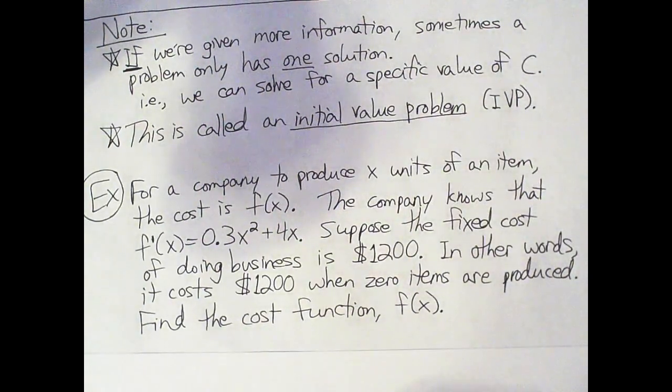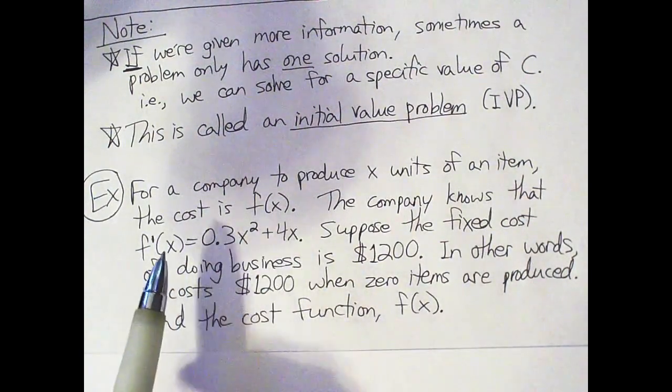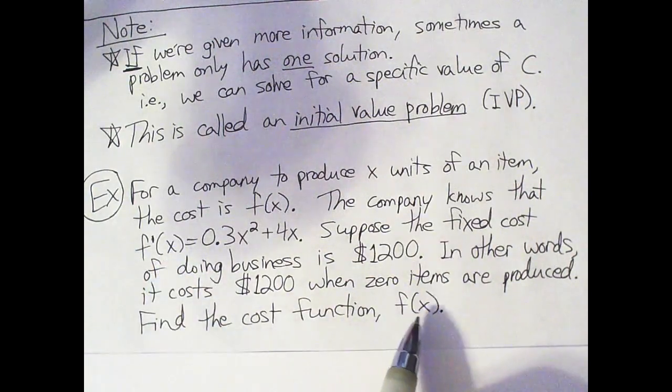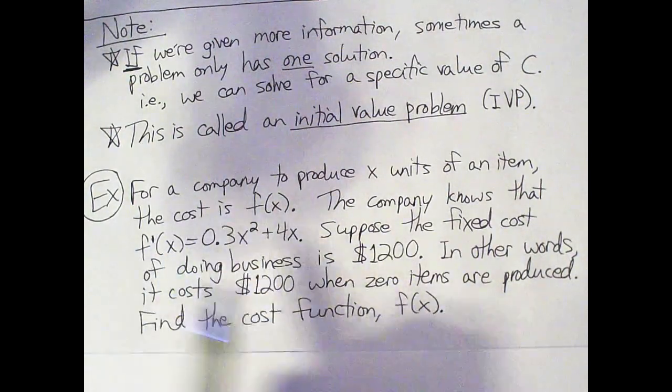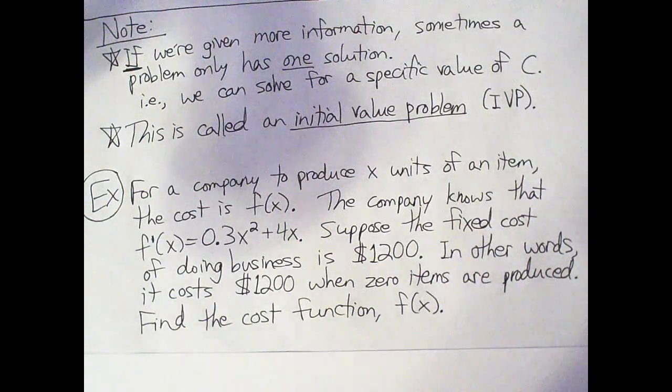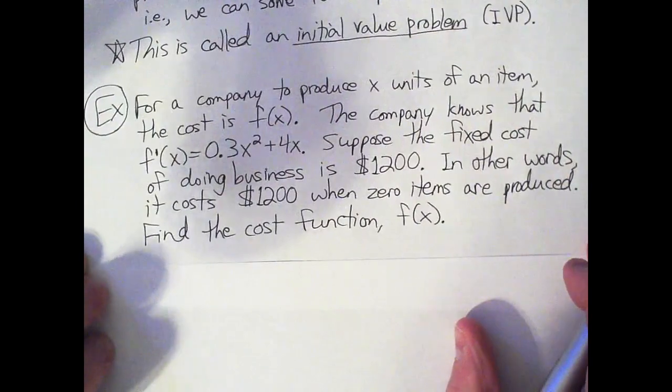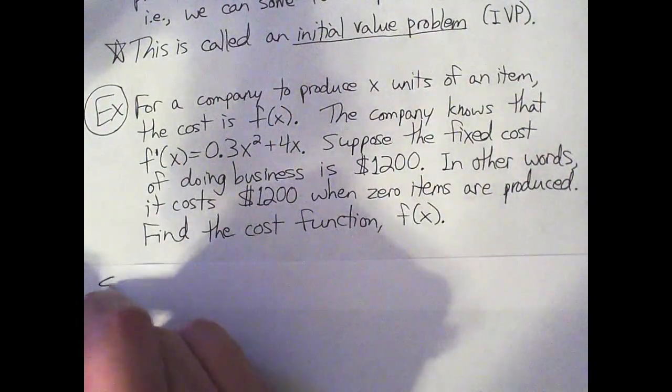So, how do we find the cost function? I guess this seems like a lot of words just to basically say, here's f prime of x, and we want to find f of x. So we know that we're trying to think about antiderivative rules, right? But then there's this other stuff in there about $1,200. So we'll have to talk about that as that comes up.